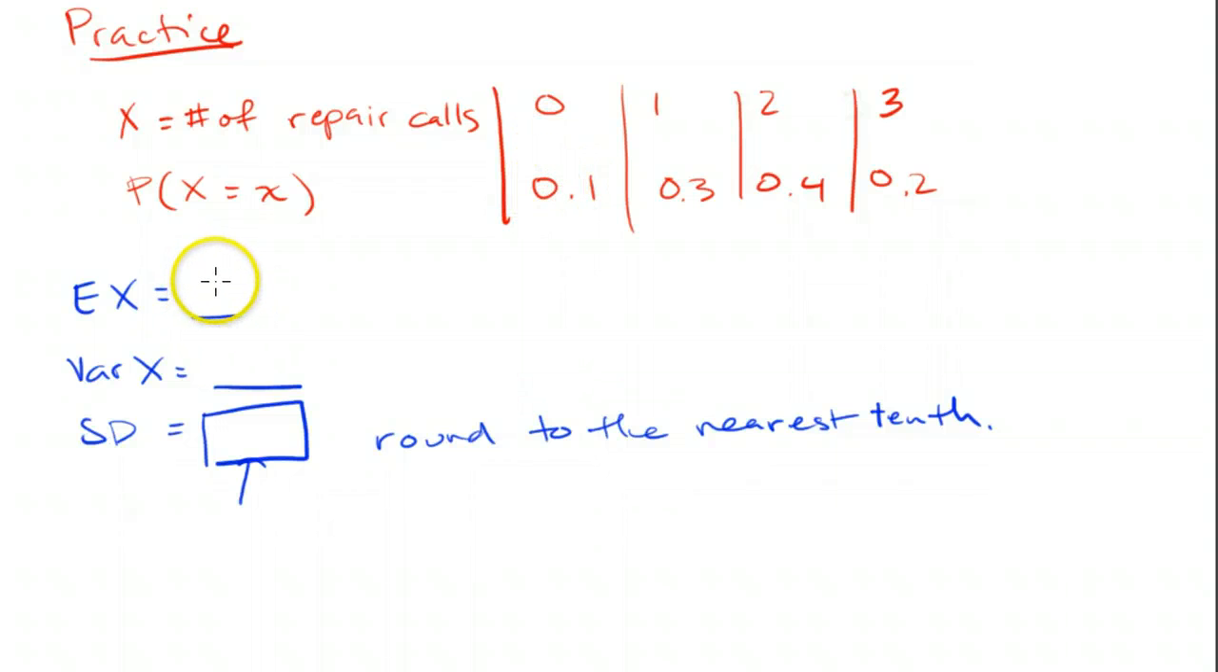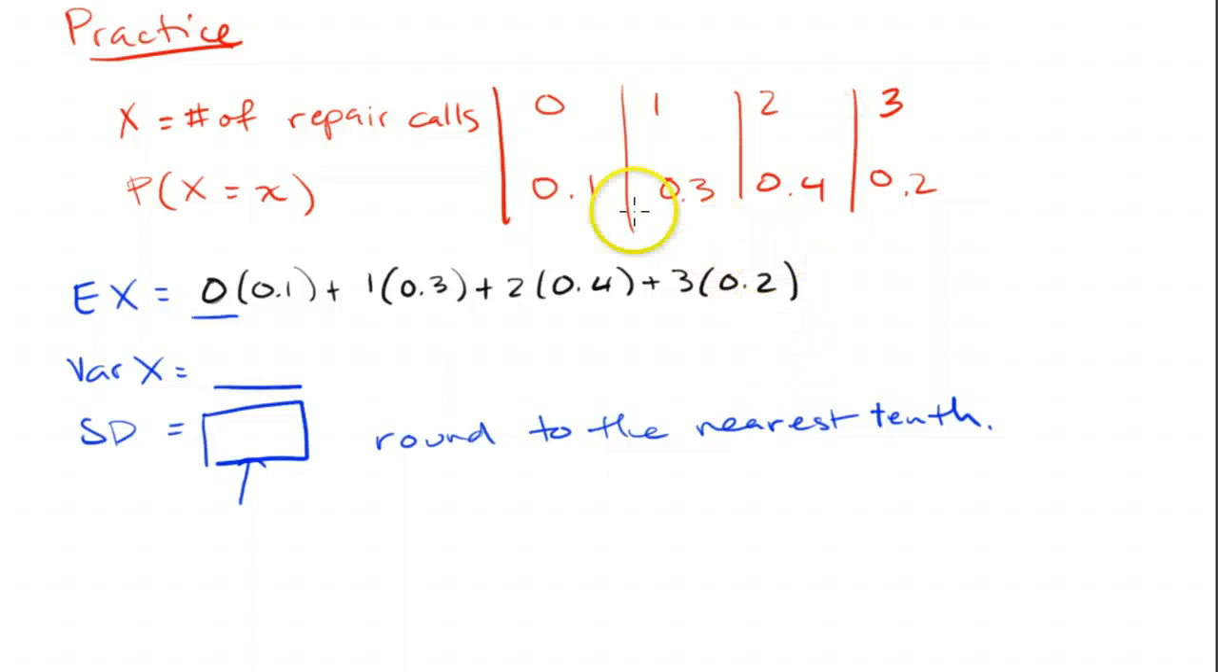So here I'm going to get 0 times its probability of 0.1 plus 1 times its probability of 0.3 plus 2 times 0.4 plus 3 times 0.2. So it just took every possible value times its probability. And if we add those and multiply those and add them all together, we should get 1.7.